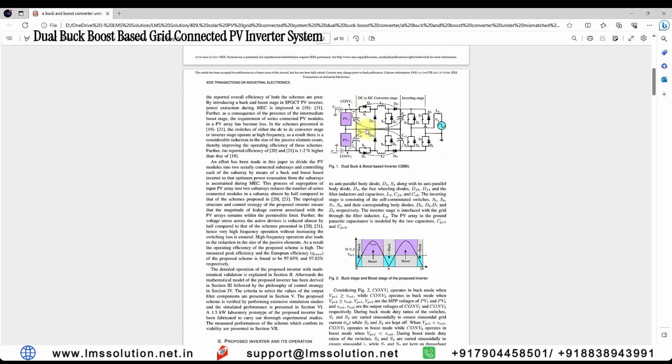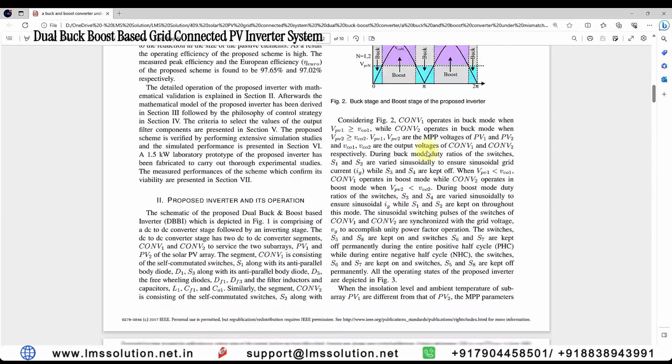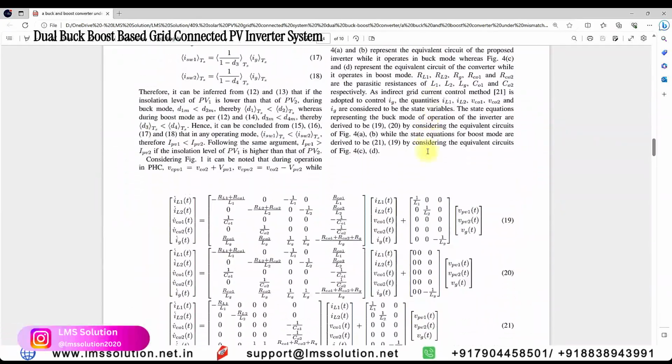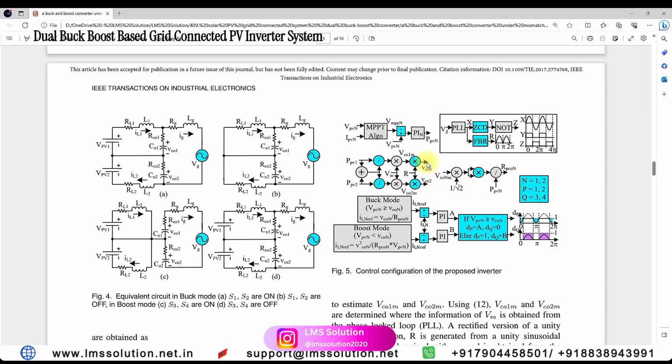Here you can see the circuit for that model, a dual buck-boost based inverter, and then you will see the control logic here. This is the control logic for the buck-boost based grid-connected PV system. Here you will see that they are using an MPPT algorithm, and then it will be processed via a PI controller, and then it will generate the power of PV.